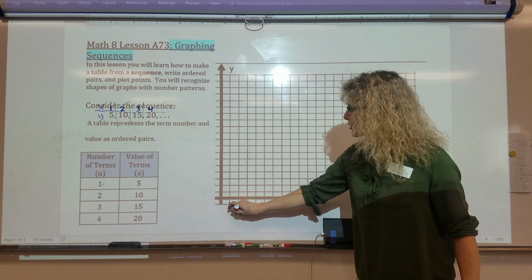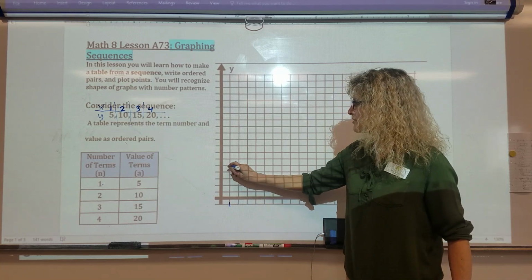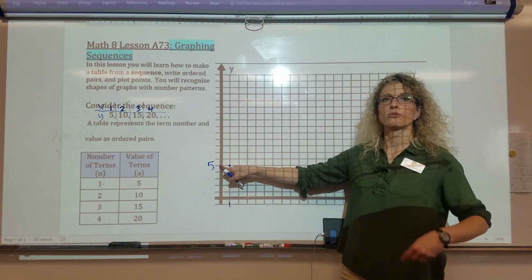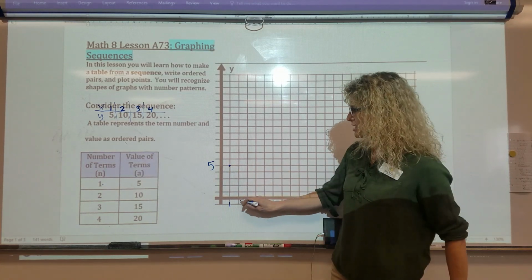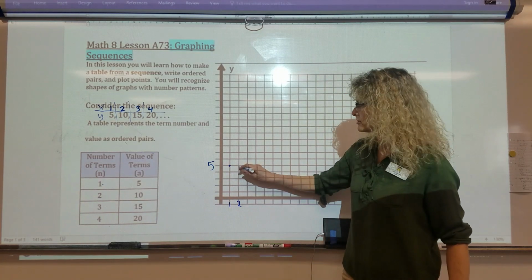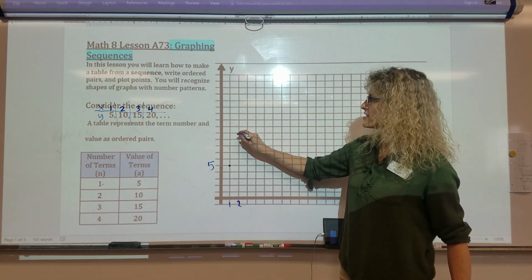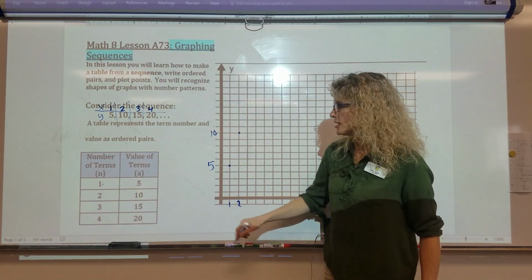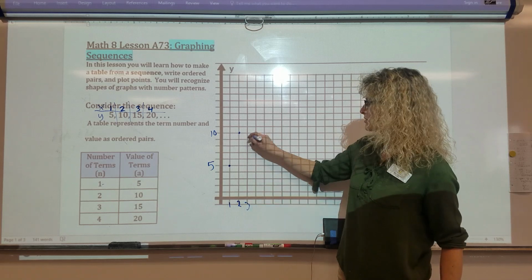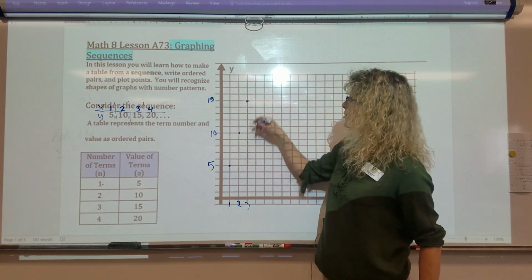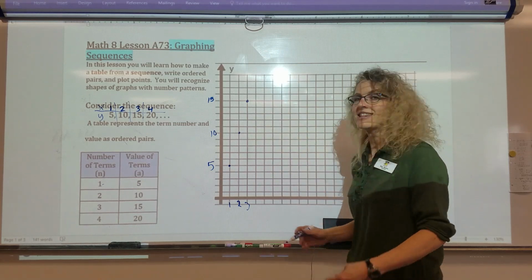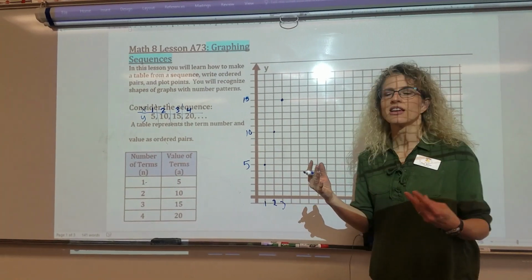Let's graph it. First term is 1, 2, 3, 4, 5. So I'm going to label that 5, so when Mrs. Boone's correcting yours, I can say, oh yeah, they did put it at 5. Second term is 10, 6, 7, 8, 9, 10. I'm going to label that 10. And third is 15, 11, 12, 13, 14, 15. And fourth term is going to be a little bit off. But I can see the shape of my sequence.